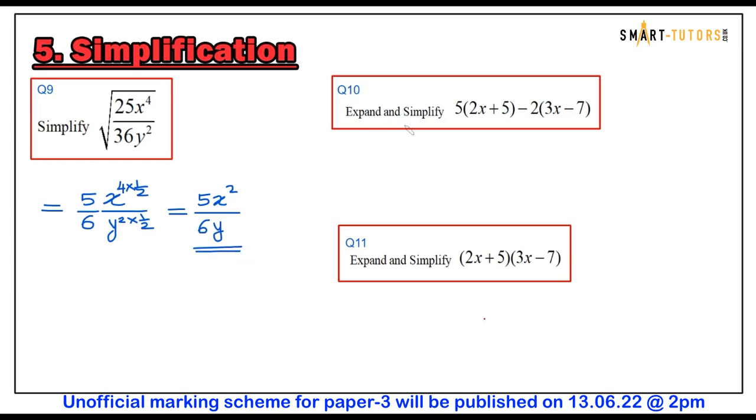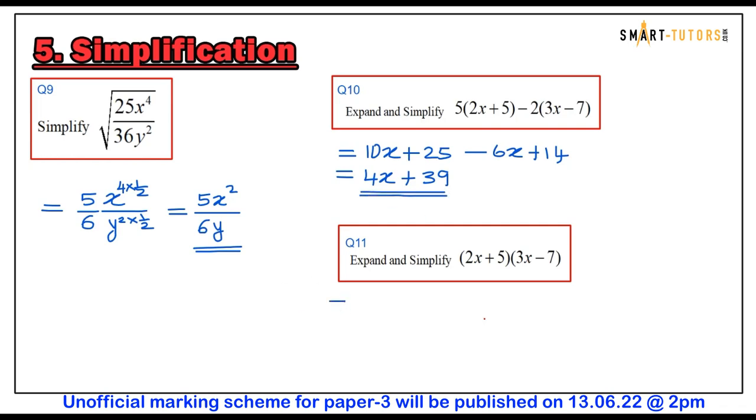Question number 10, expand and simplify. So you need to expand the brackets. 5 times 2x is 10x, plus 25, minus 6x, minus times minus is plus 14, and 10x take away 6x is 4x, 25 plus 14 is going to be 39. So that is the answer for question number 10.